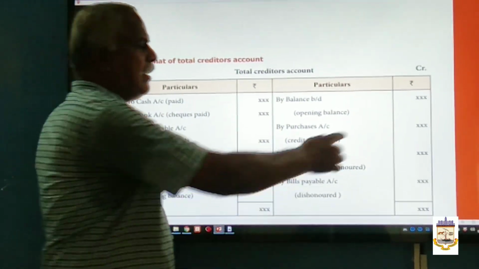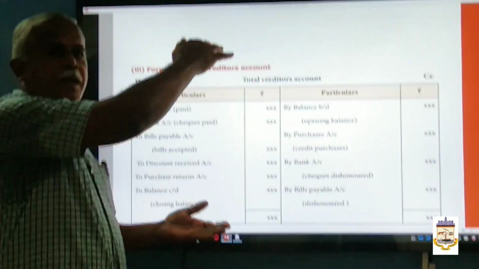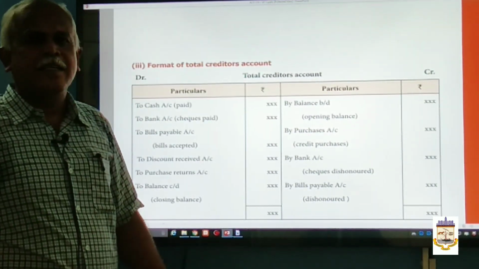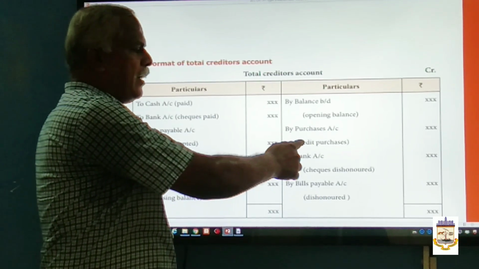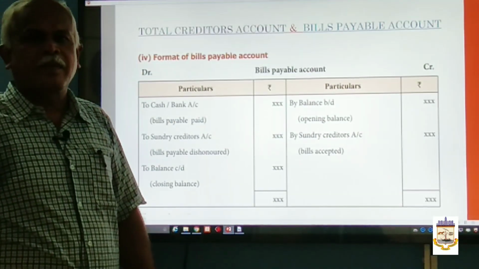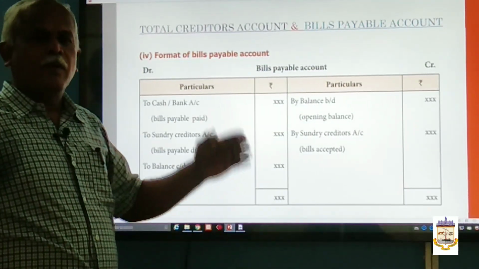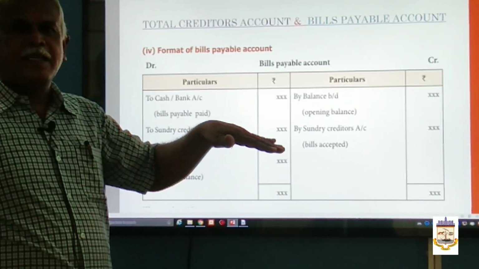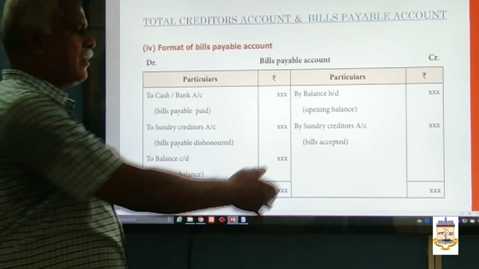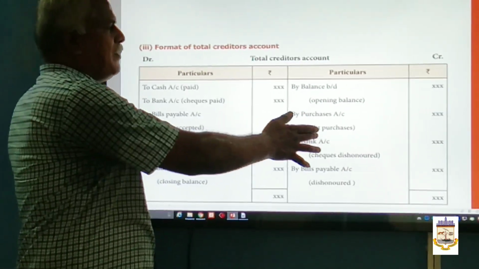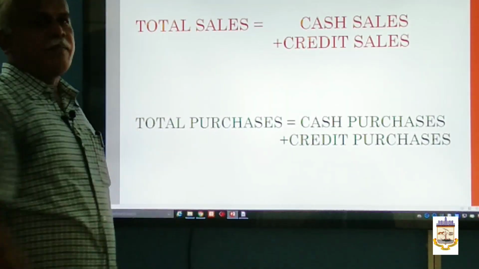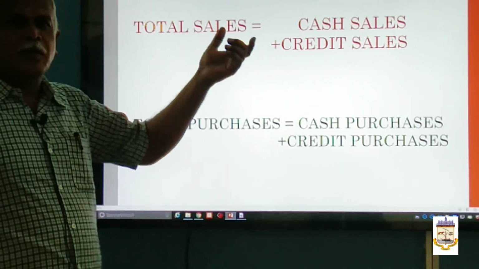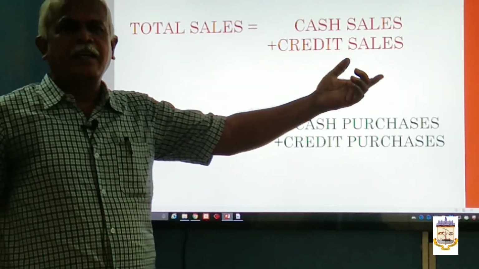This is the ultimate result of combining the bills payable account with the total creditors account to arrive at total credit purchases. Understood? Now with the credit sales available, cash sales available, credit purchases available and cash purchases available, we find out total sales. Total sales is equal to cash sales and credit sales.